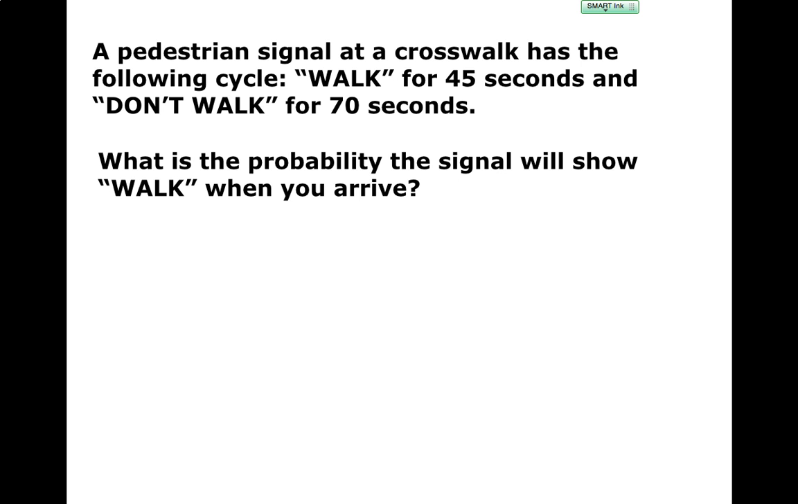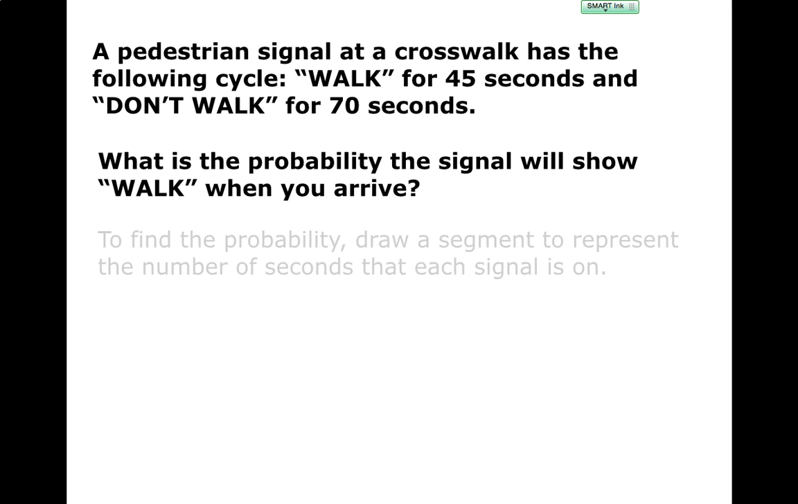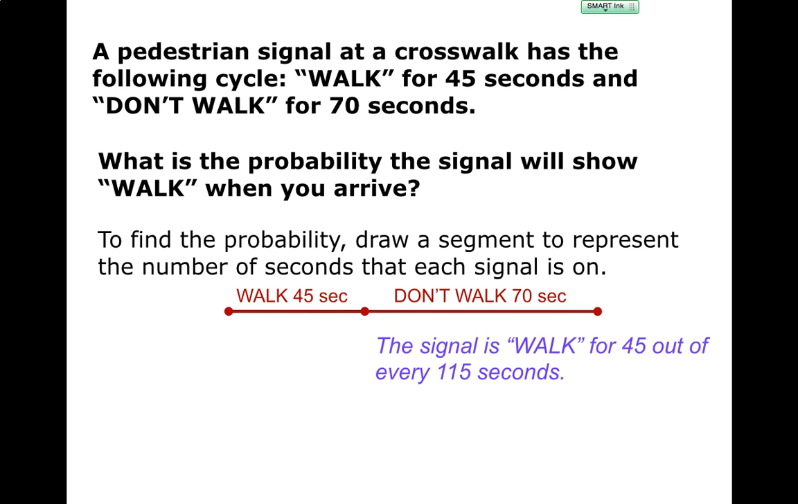How many out of 115? The walk part was 45. You're on 45 out of 115. Reduces to be? I'm seeing 9/25. Okay. Was it 9/25 or 9/23? Okay. As I said that, it didn't seem right.